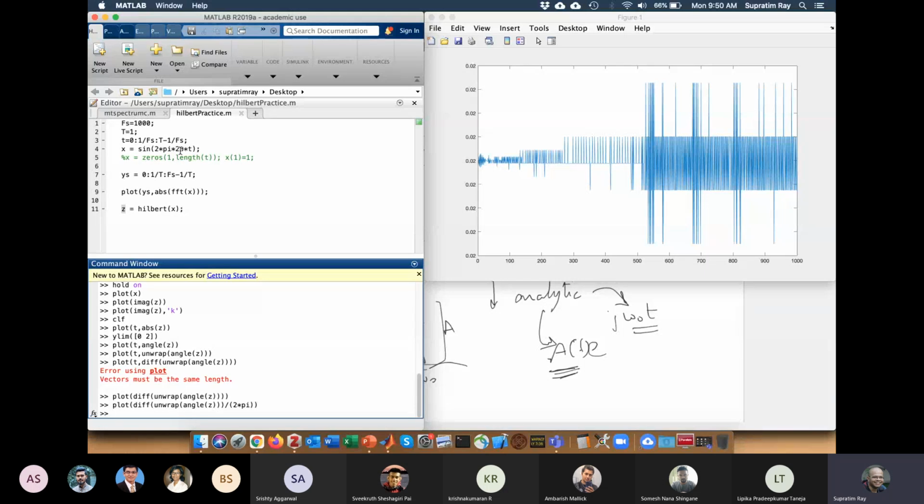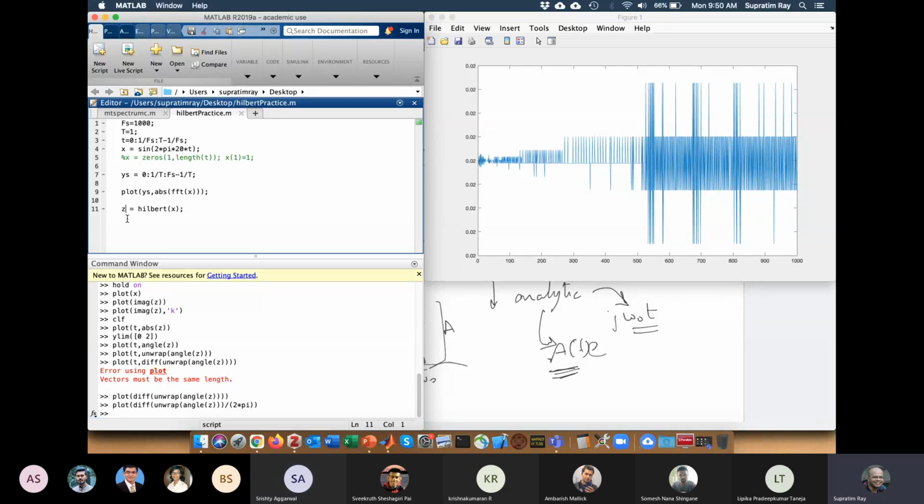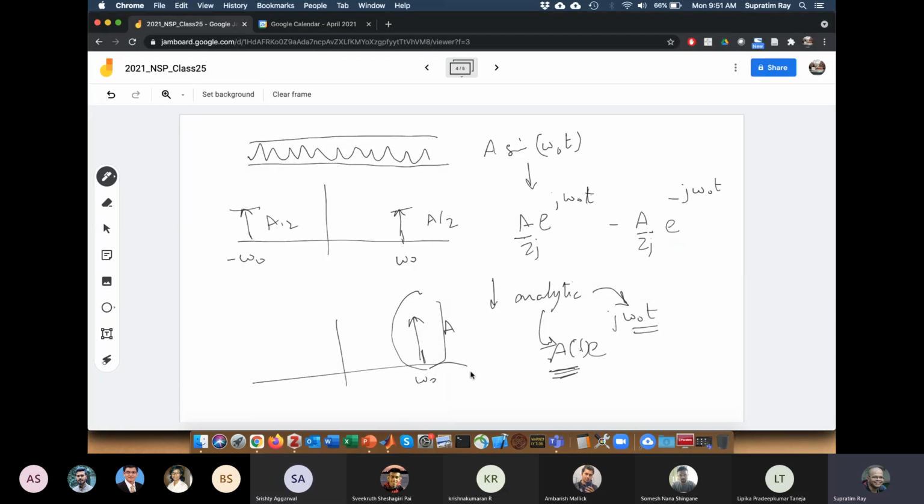Okay, so I have got my answers. I have created a signal Z such that its absolute value is a constant, which is what I know for a sinusoid, and its phase is changing linearly.